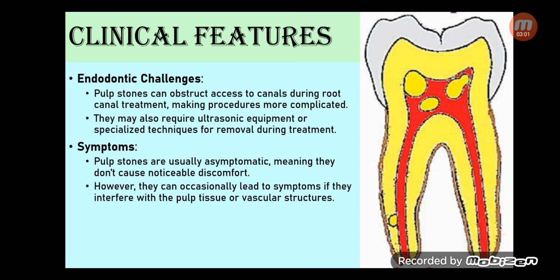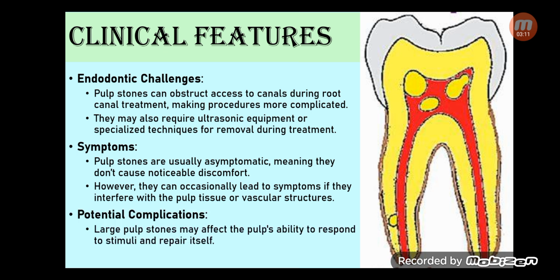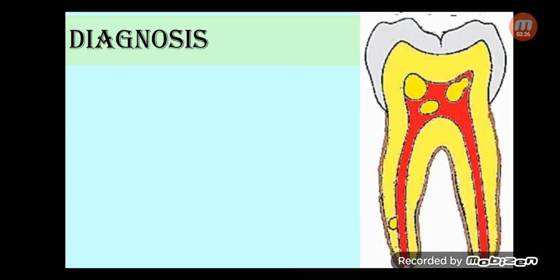The symptoms: pulp stones are usually asymptomatic, meaning they do not cause noticeable discomfort. However, they can occasionally lead to symptoms if they interfere with the pulp tissue or vascular structures. Then there are some potential complications associated with pulp stone, that is, large pulp stone may affect the pulp's ability to respond to stimuli and repair itself. So that's how they complicate the pulp's natural ability.